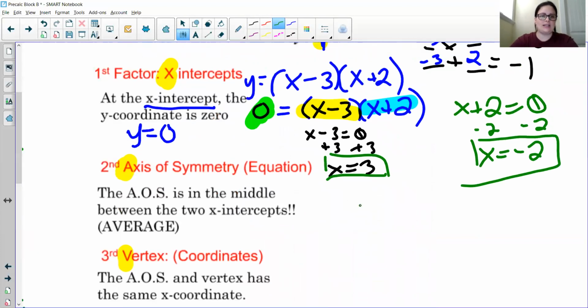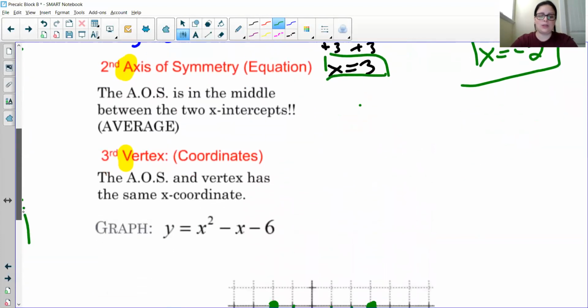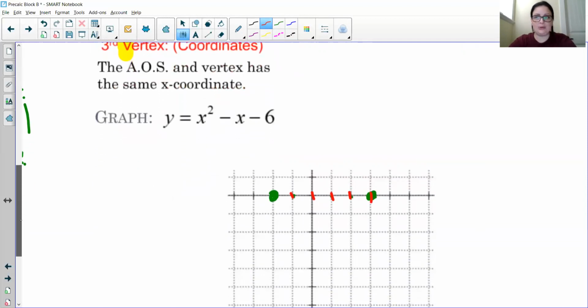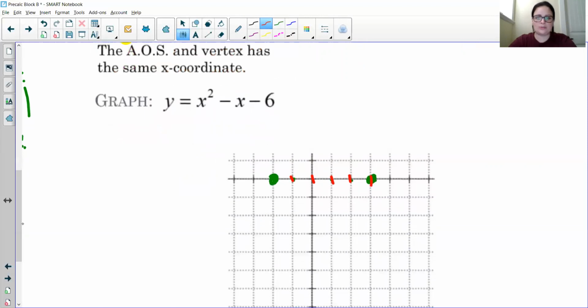So the next part is we find the axis of symmetry. Well, we already know the two x-intercepts, and there's 1, 2, 3, 4, 5 units separating them, which means that half of 5 is 2.5. So it's 2.5 away from the x-intercept on the left, or 2.5 from the x-intercept on the right. And here's our axis of symmetry.